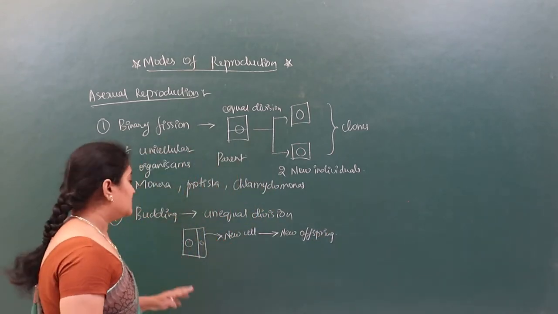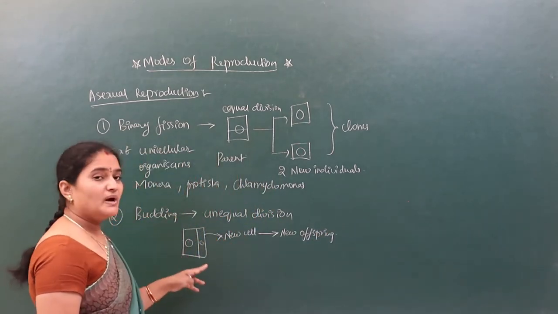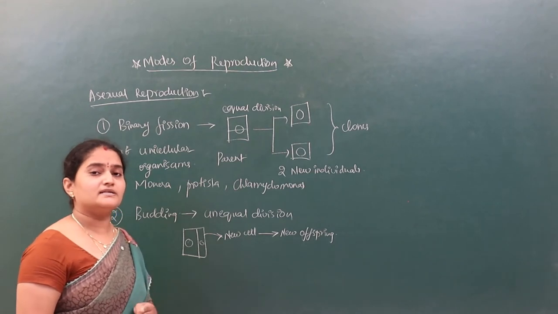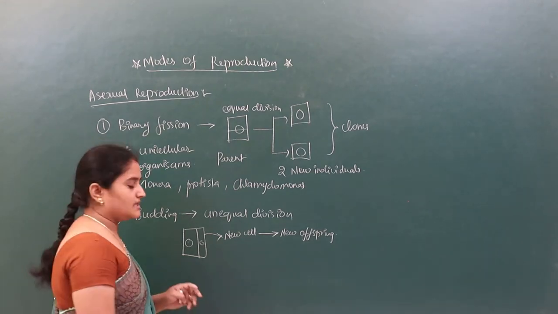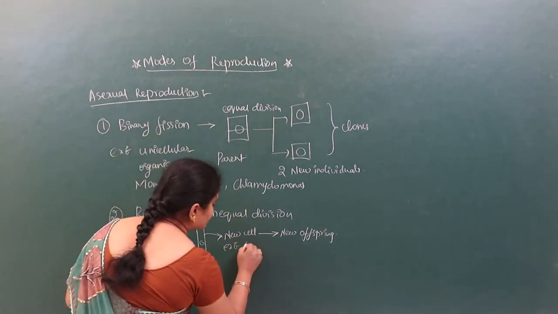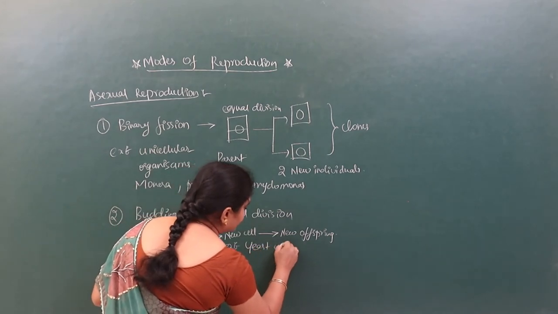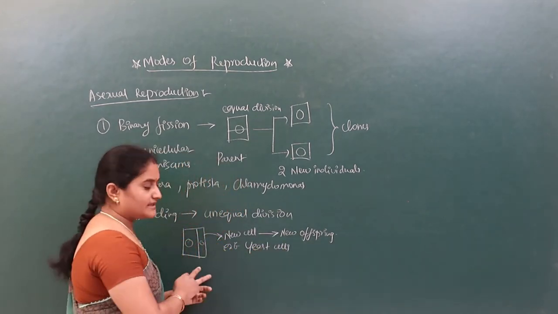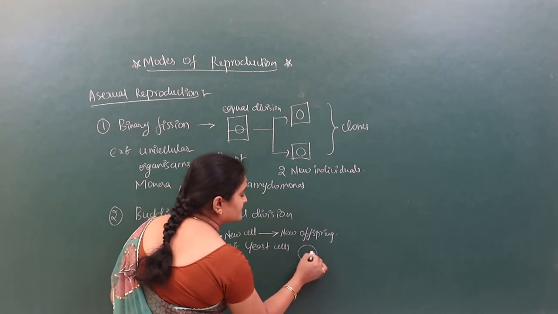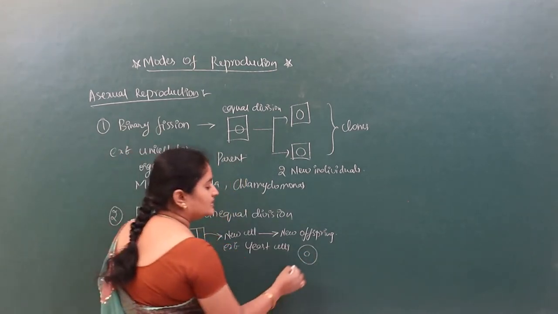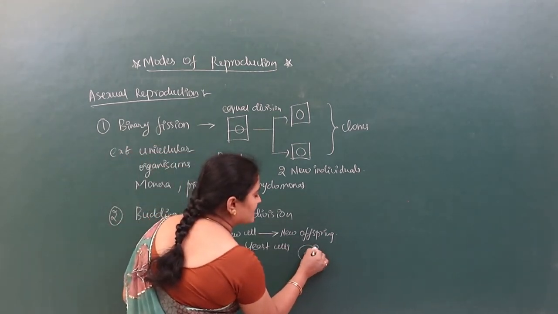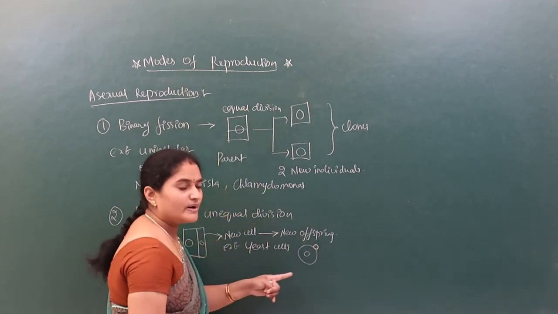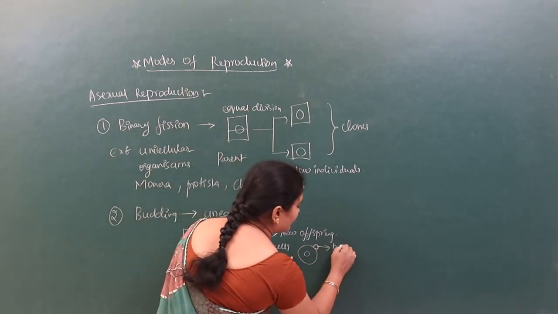Okay. So this is budding, which is particularly experienced by yeast cells. An example for this one is yeast cells. Consider a yeast cell. It will have an extra bud like this one. This is called a bud.